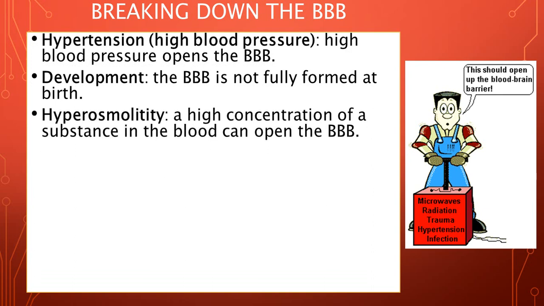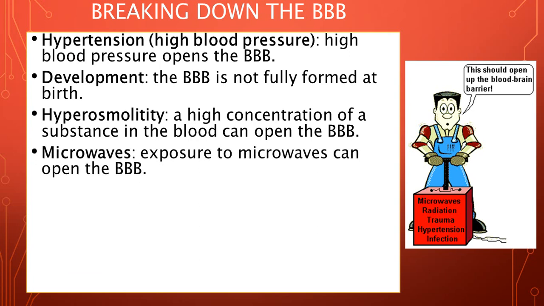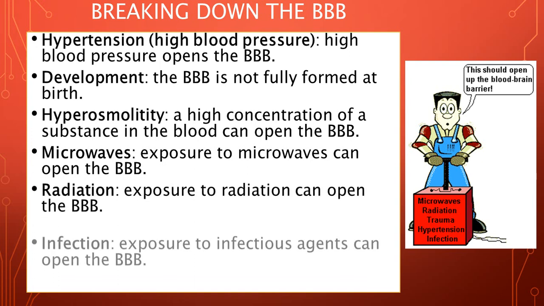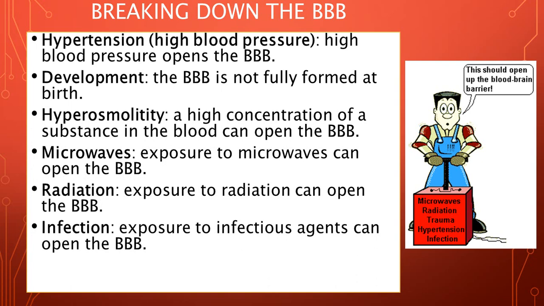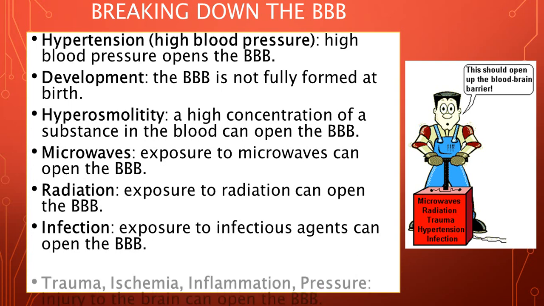Hyperosmolality, it would be a high concentration of some substance in the blood, and it sort of knocks things off balance in there. So that can cause a blood-brain barrier breach. Microwaves, they can open it up and cause some damage, okay? Radiation obviously can cause damage. Infection, so if there's an infectious agent that takes over, namely something known as meningitis, it can cause inflammation and some damage to the blood-brain barrier there.